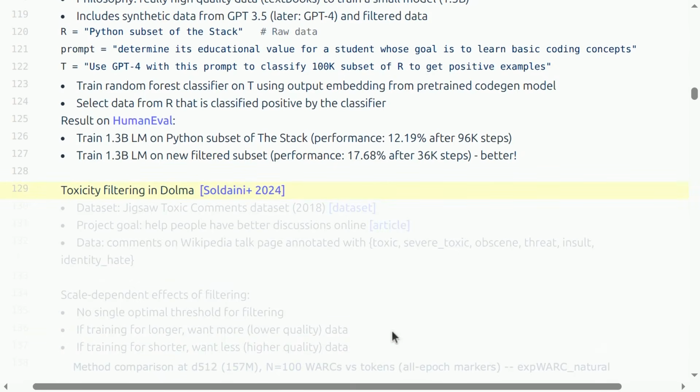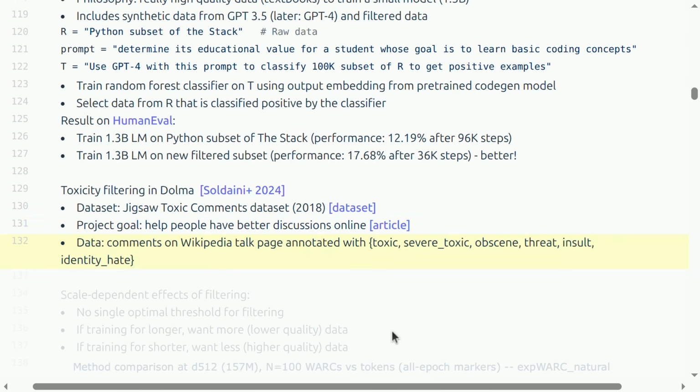Okay, so toxicity works kind of the same way. There's this dataset, Jigsaw Toxic Comments, which came from a project where the goal is to help people have better discussions online. The data is Wikipedia talk pages, which, I guess for controversial sites, can get quite heated. This has been annotated with whether there are any toxic comments there. You can similarly define positive and negative examples, and you can train a classifier on that.